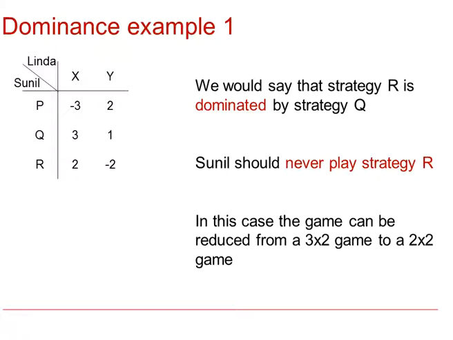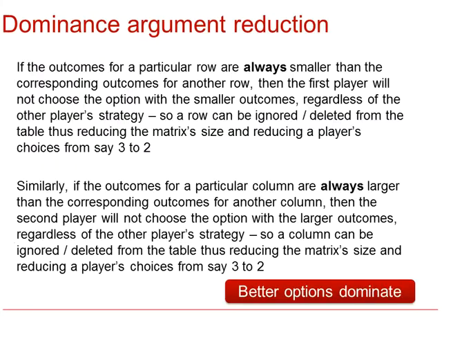So, if Sunil is never going to play strategy R, in this case the game can be reduced from a 3x2 game to a 2x2 game, and the payoff matrix would now look like this. Let's examine this dominance argument reduction further. If outcomes for a particular row are always smaller than the corresponding outcomes for another row, then the first player will not choose the option with the smaller outcomes, regardless of the other player's strategy. So therefore a row can be ignored or deleted from the table, thus reducing the matrix size and reducing a player's choices from, for example, 3 to 2.